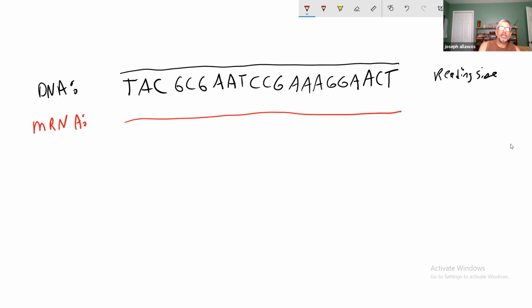Now remember, if you have a T on the DNA, you can get an A, right? But if you have an A, you can't get a T on RNA. You're going to get a U instead for uracil. We have a C, we can get a G. A G gives us a C. So those don't change. But what about here? U, U, A, right? G, G, C, U, U, U, C, C, U, U, G, A. Okay? Now we have made the messenger RNA.